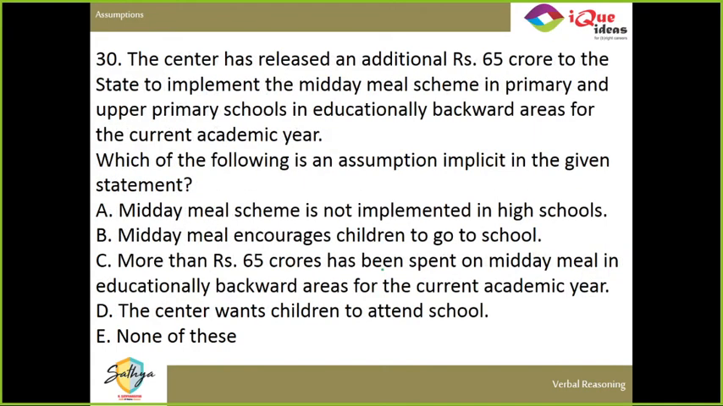Chalo. Next one. The center has released an additional rupees 65 crores to the state to implement midday meal scheme in primary and upper primary schools in educationally backward areas for the current academic year. Which of these assumptions are we talking about?